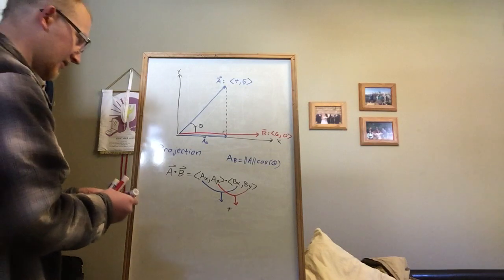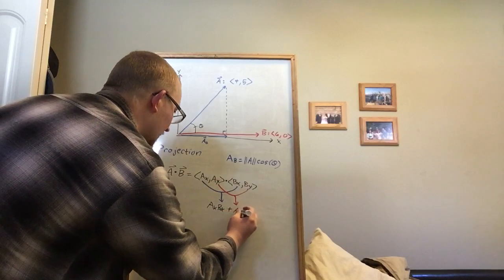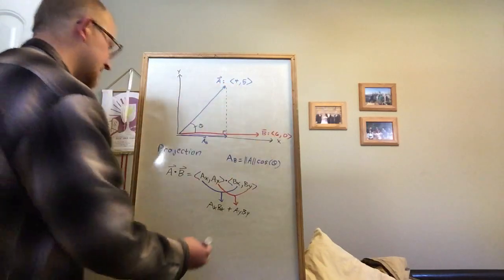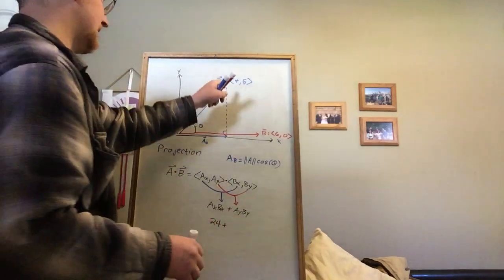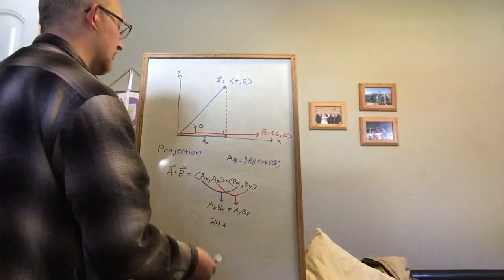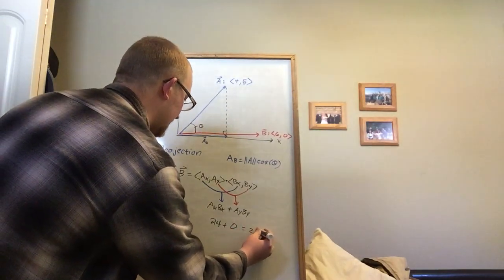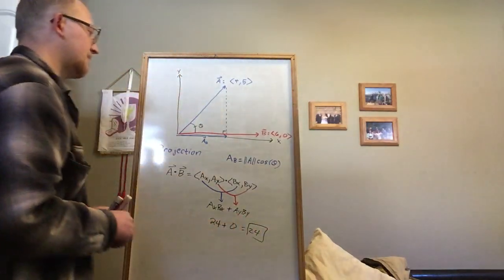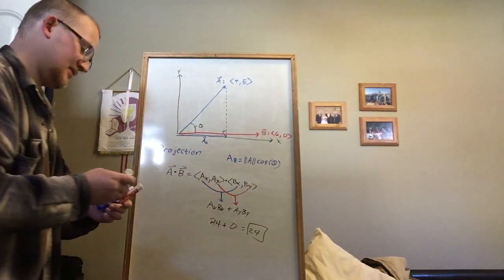And so we have AX times BX plus AY times BY. And we know the values for this. AX is 4, BX is 6. 4 times 6 is 24. Plus AY, which is 5, times BY, which is 0. That's going to give us 0. And so 24 plus 0 equals 24. And that is the dot product A dot B, which represents A in the direction of B multiplied by B.